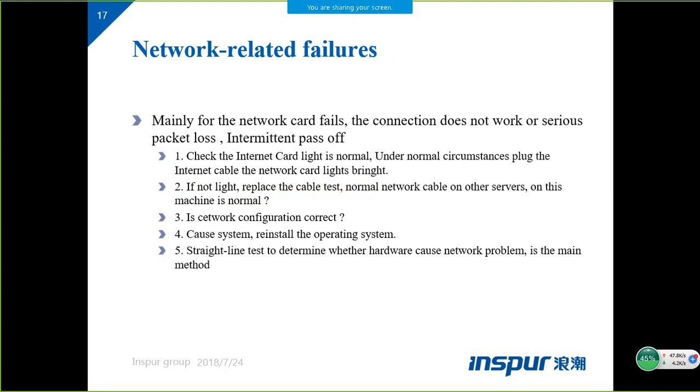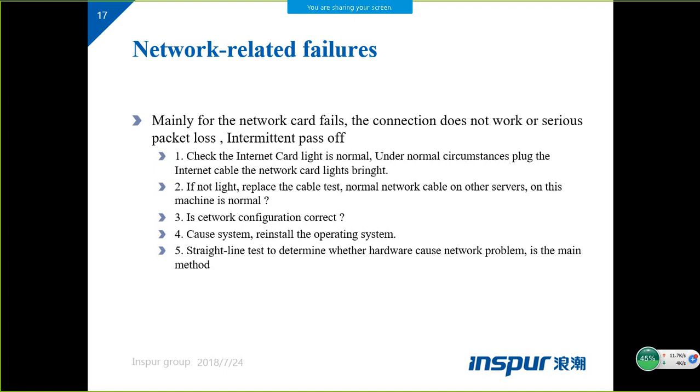So normally we need to check whether the indicator of the network card is normal or not. And maybe there is something wrong with the keyboard, so we can move this keyboard to other servers to check whether the keyboard is normal or not.